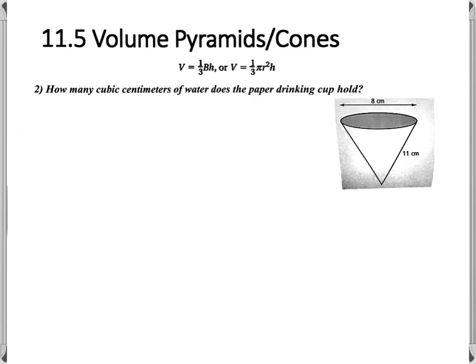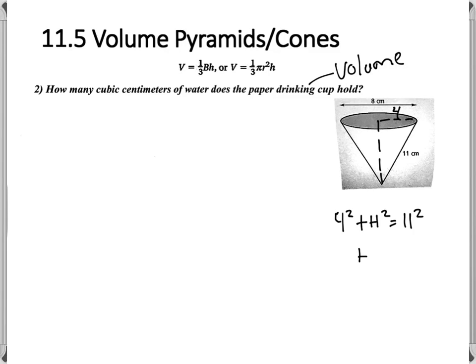In this example, they've asked you to determine how many cubic centimeters of water the paper drinking cup holds, which is another way of asking for volume. So in this case, they've given us the slant height, so we need to calculate the actual height. Well, if our diameter is 8, that means our radius is 4. So once again, we're looking at another Pythagorean theorem problem. 4 squared plus h squared equals 11 squared.